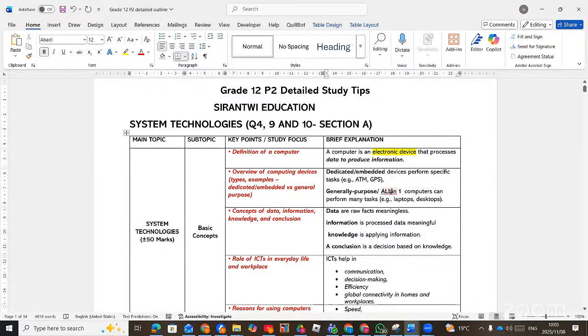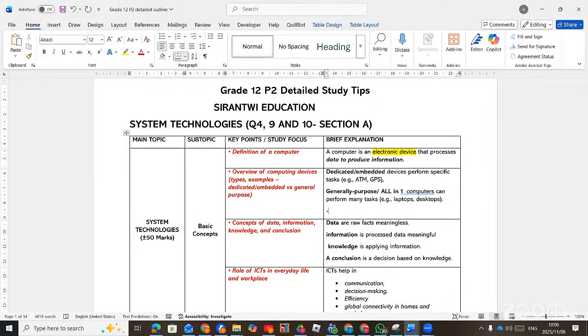General purpose or all-in-one computers perform many tasks. For example, they can be used to type, and then also play games. So this type of computer, in most cases, you can use for multitasking. That is, you can do so many tasks at the same time using the general purpose computers. Right.